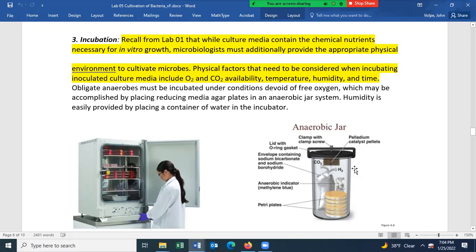This anaerobic jar removes oxygen from the environment, and you put this in the incubator, and then you can grow anaerobes in the anaerobic jar. And these bacteria will grow if you have no oxygen around to kill the cells. Any question about any of that?